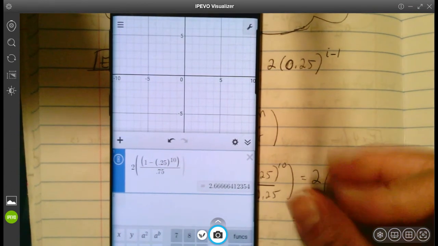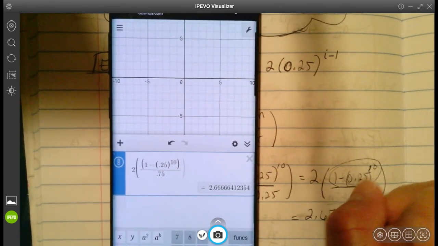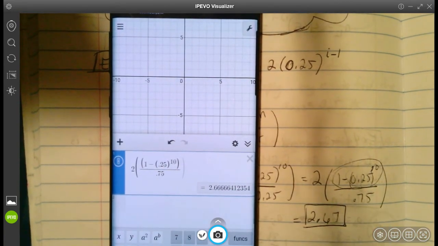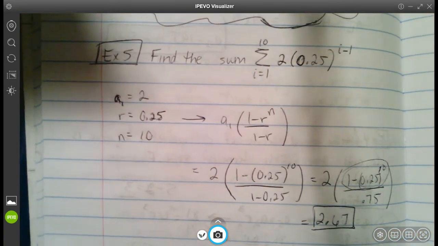So it looks like it's equal to 2.67. And that is it for this one. Very simple calculator stuff. Just got to set it up right, okay?